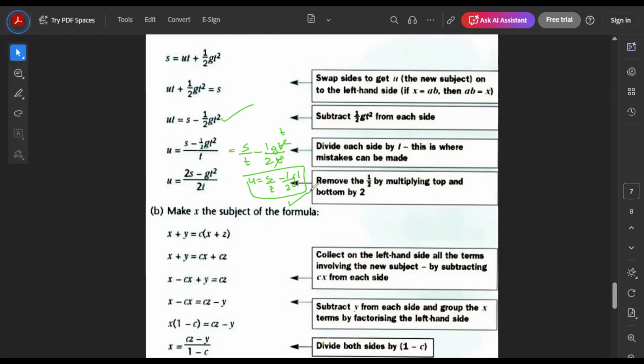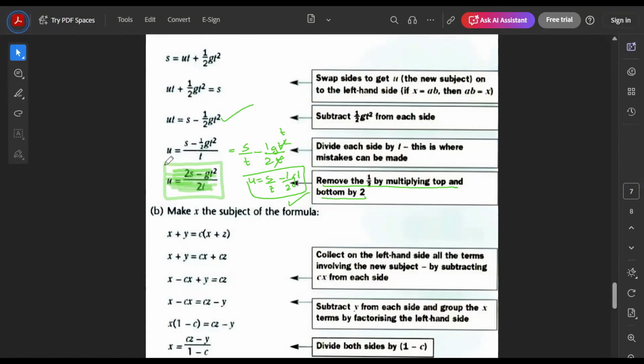Let's see what they have done in the example. They have actually multiplied here. Remove half by multiplying top and bottom by 2. In this case, they have cancelled the half, and they get 2s minus gt square. So u is equal to (2s minus gt square) over 2t. Okay, so both of these answers are correct.